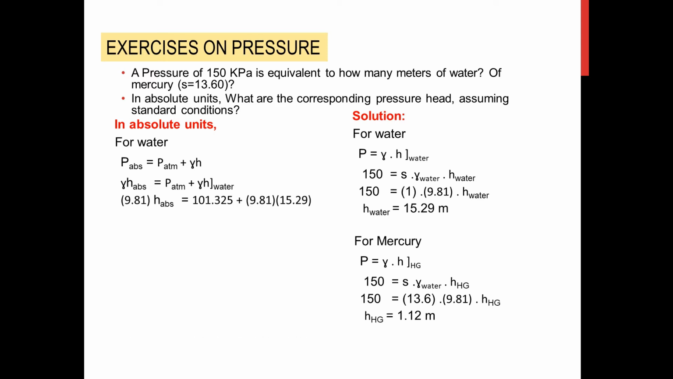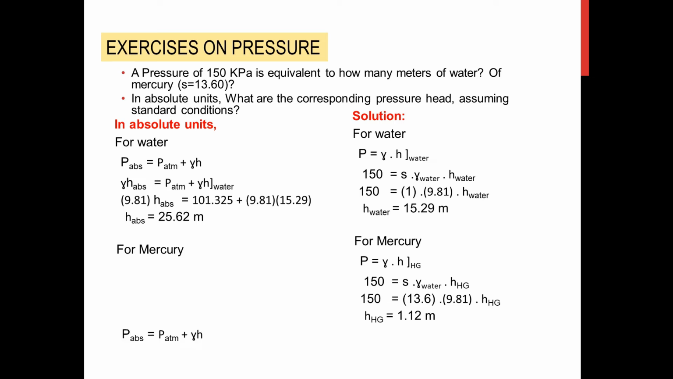So we substitute the values: 9.81 times head in absolute will be equal to 101.325. This is the value of the atmospheric pressure under standard conditions. That would add to 9.81 times the derived height a while ago, 15.29. With that, we can now derive the equivalent head in absolute units of the 15.29 head of water. So that will equate to 25.62 meters.